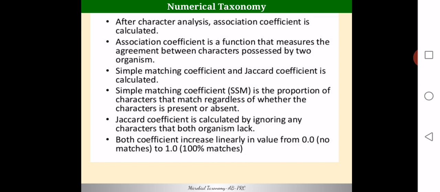So once this association coefficient is calculated, it is a measure of agreement between the characters possessed by these two organisms, or how much these two organisms are related will be denoted by this value. Both coefficients usually increase in a linear fashion from 0 to 1. If you have 100% similarity between organisms, the value will be 1. Accordingly, if the value is 0.75, that means the two organisms are 75% similar.